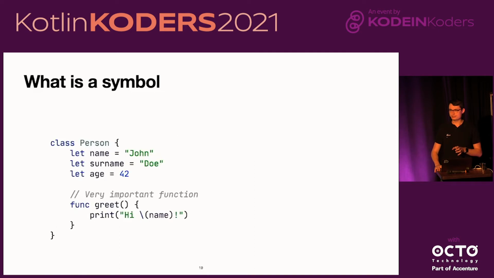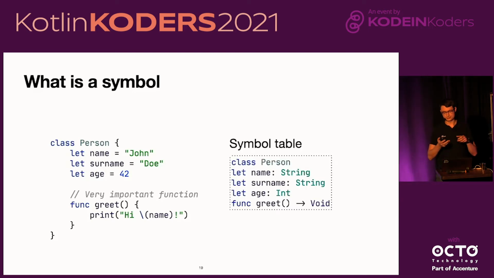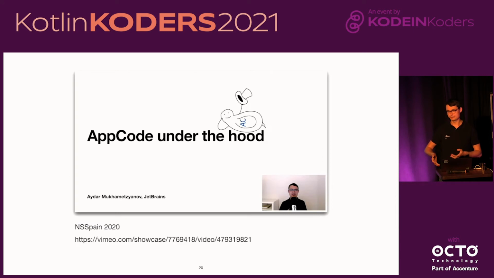So basically, it's information about this piece of declaration. And all the symbols, they are stored in symbol tables. So these symbol tables allow us to find quickly the symbols just from the code. And for this small example of Swift code, a symbol table would look like this. So we just take all the declarations. We take class, we take properties and functions without function body. And if you want to know more about building the symbol tables and how we invalidate them, how we manage them, you can watch the talk about how AppCode works under the hood. It was in 2020 at NS Spain.